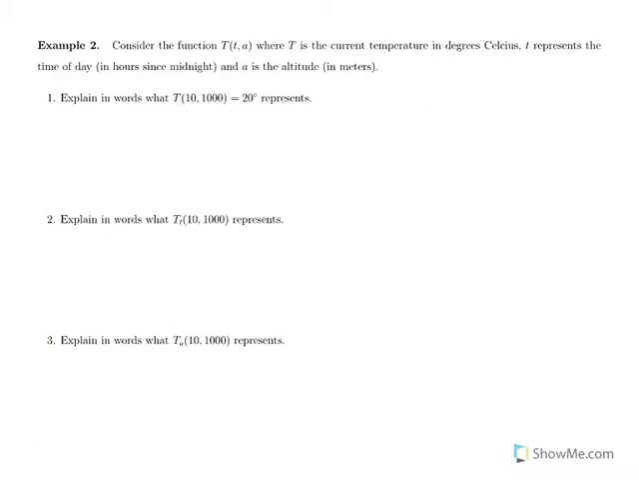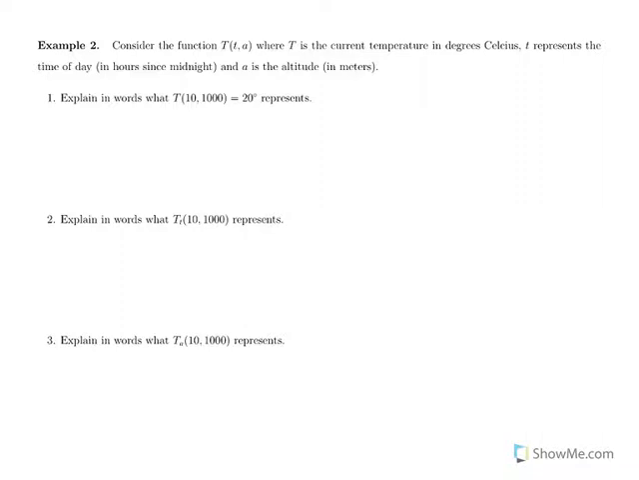So let's look at some examples thinking about derivatives in functions of two variables. And note that we've already thought about this in a few examples. When we think about whether the function is increasing or decreasing, that is really thinking about the sign of the derivative of these functions. So here's our example. Consider the function capital T of t, A. Capital T is the current temperature in degrees Celsius. Little t represents the time of day in hours since midnight. And A is the altitude in meters. So the idea here is that at different times of the day, the temperature can be different, and it also matters how high off the ground we are.